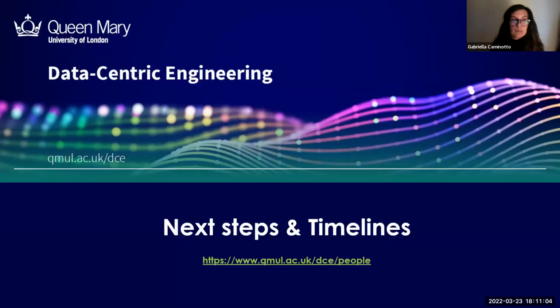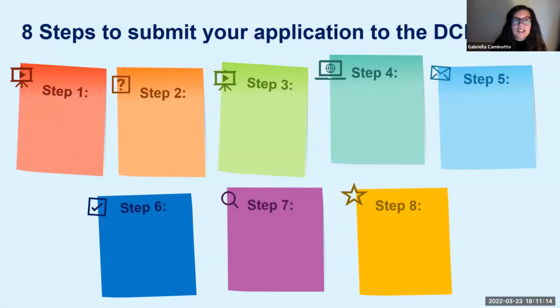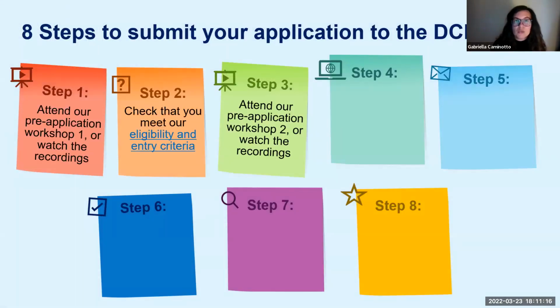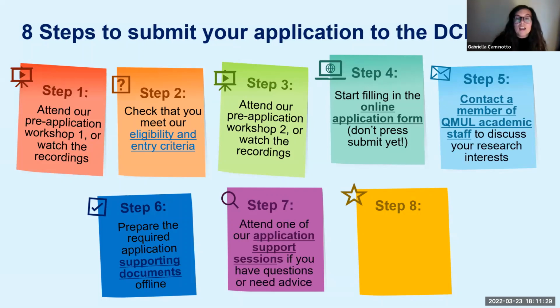Right, I've only got a couple of slides which will clarify the next steps and the timelines, because it's always good to know, especially if you'd like to plan things in advance. So there are 8 steps to submit your application, but the good news is you're already at step 3 because you're here with us today. This is workshop 2. The other steps we've already talked about. I just wanted to highlight step 7, which is next week, on the 12th of April.